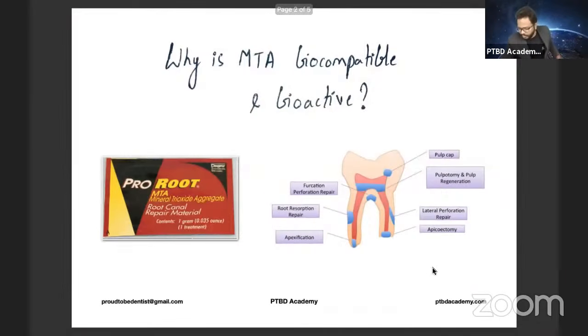So first and foremost, we have the following question. Why is MTA biocompatible and bioactive? As you can see, the illustration of MTA, which is available as a dental product, ProRoot MTA, marketed by Dentsply, which is not important. So the most important thing is, why is it biocompatible? What's the property in it that makes it comparatively more biocompatible than zinc phosphate cement or a GIC for that matter? And also, what is this bioactivity?